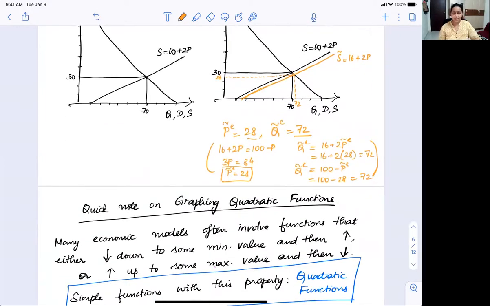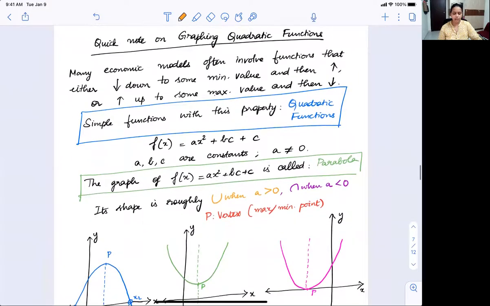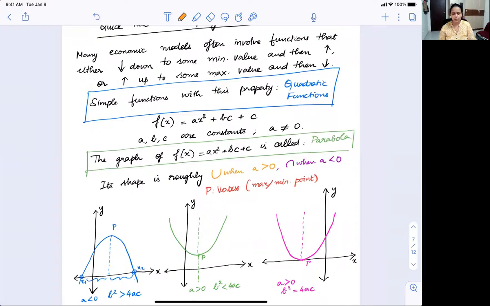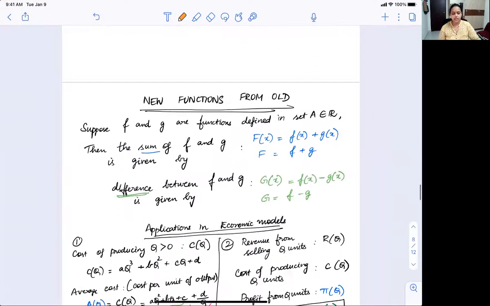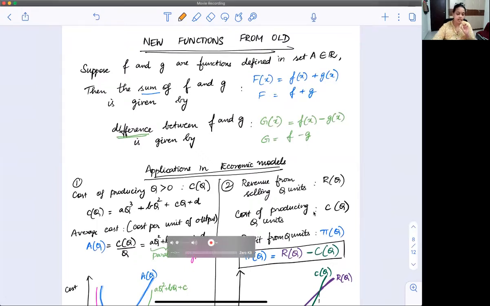Anyway, so that's about how to shift graphs. And then there's a quick note on how to graph quadratic equations. And I briefly mentioned this in the previous videos. So I'm going to go past this. And we have new functions from old functions here. And what I'm going to do is do it as a different video.